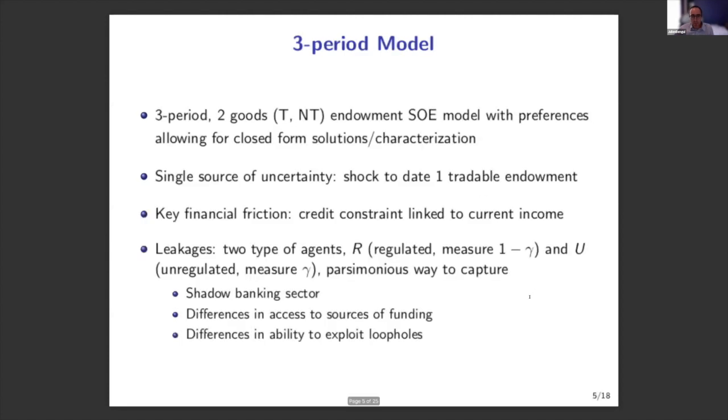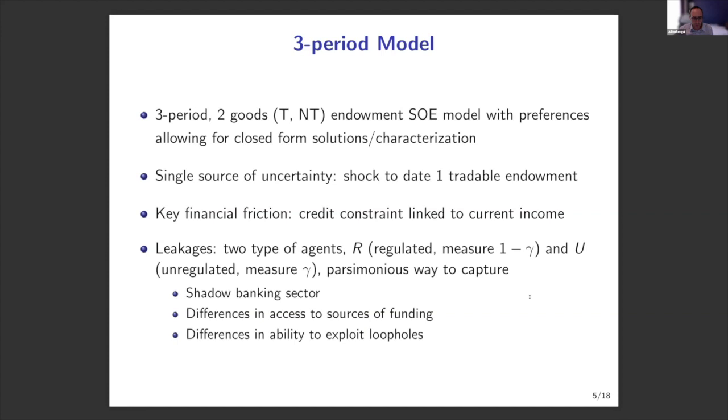So I'll start by trying to explain the mechanism in a very simple manner. That's how we proceed in the paper. And then I'll have some things to say about the quantitatively more relevant model. The model is very similar in spirit to what we heard today in Sebastian's discussion. So we'll have three periods, two goods. It's going to be an endowment economy with preferences that we're going to pick in order to get closed form solutions or closed form characterizations.